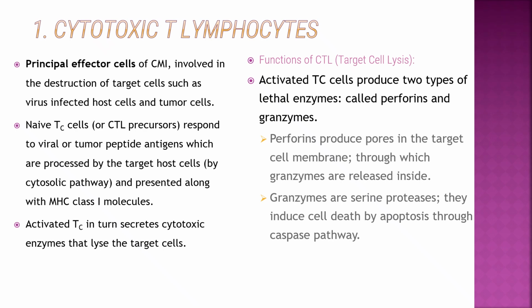The activated TC cells produce two types of lethal enzymes called perforins and granzymes. The perforins produce pores in the target cell membrane through which granzymes are released inside. The granzymes are serine proteases. They induce cell death by apoptosis through the caspase pathway.